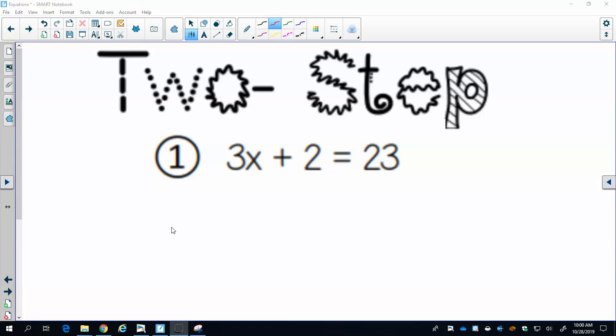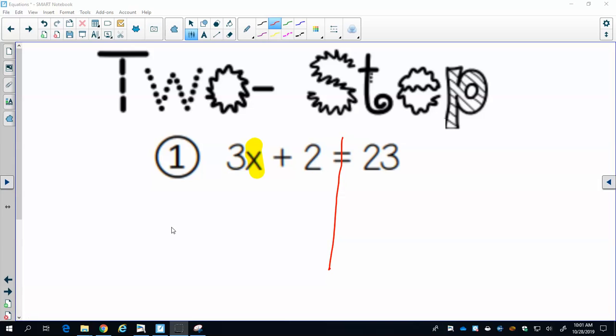So the first example that we have here is 3x plus 2 equals 23. The first thing that we want to do when we're solving equations is to go ahead and put a line down the middle so that we can look at the two different sides. Our goal when solving an equation is to isolate our variable. So in this case, our variable is x. We're trying to get x by itself.